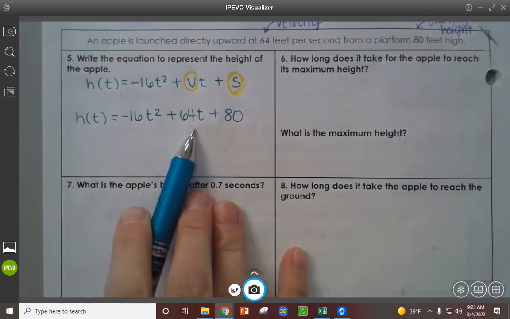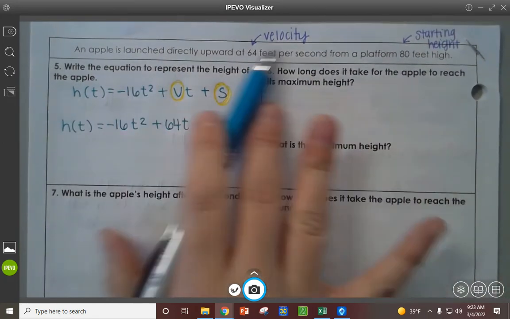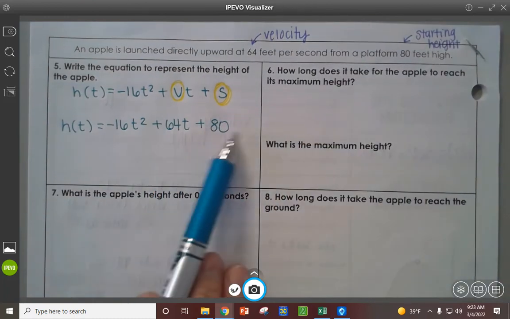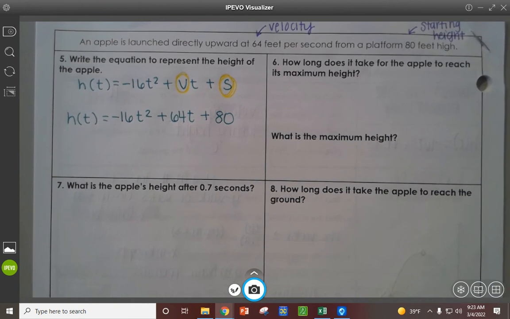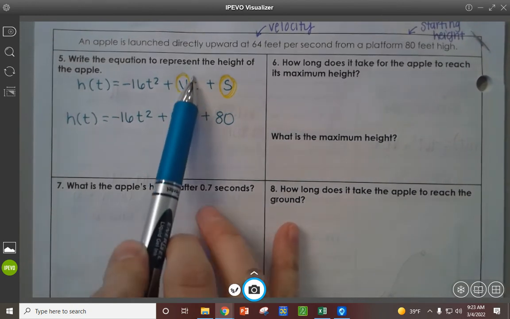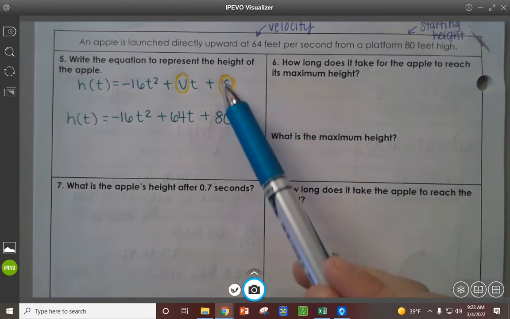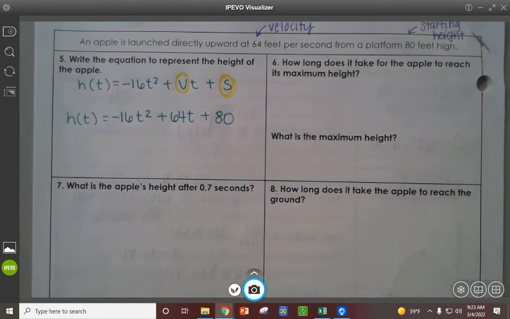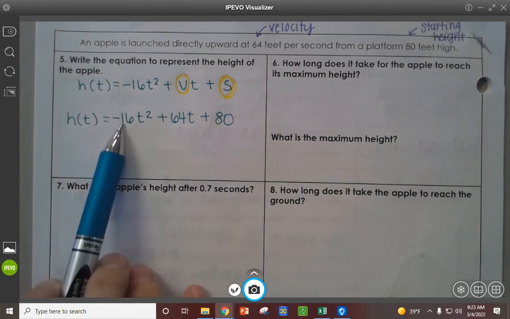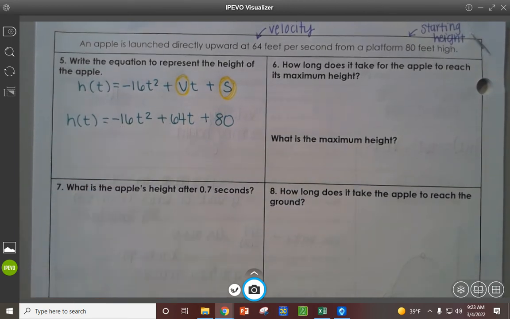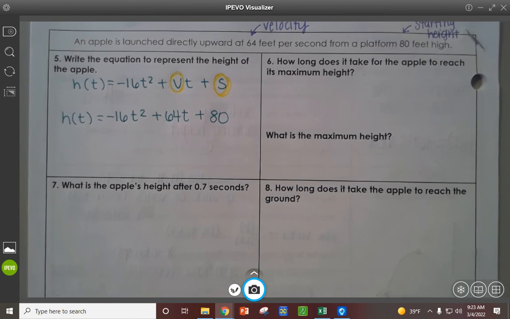So you have to look at your problem. You have to read your problem to get those two numbers to fill in. Your velocity will always go before the t, and your starting height will always go at the end. Are there any questions on that? And there's always a negative 16 in the front. That's the science behind it that I don't know anything about.